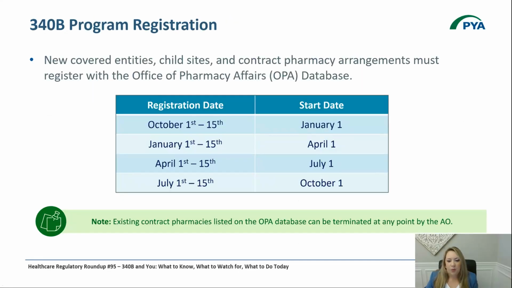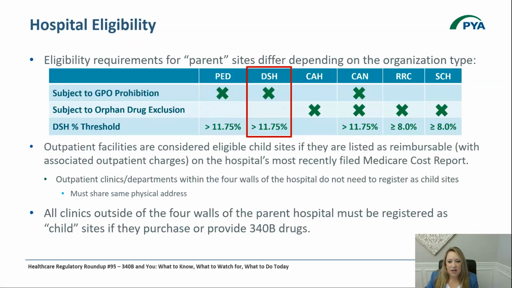I'm going to jump ahead one slide and hopefully not mess up. So from a hospital eligibility perspective, you'll note that there are different DISH percentages required, based on the covered entity's most recently filed Medicare cost report, to be eligible for either entering into the program or continuing program participation. So again, you see the red box around the DISH hospital type.